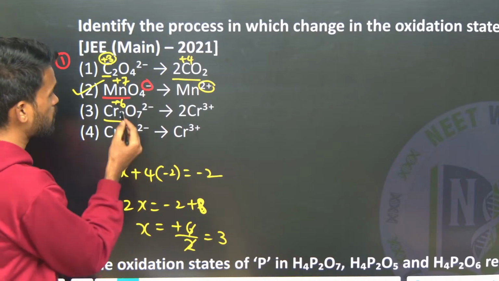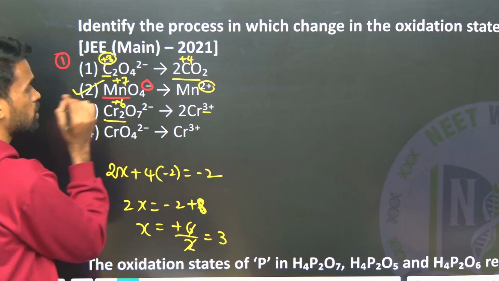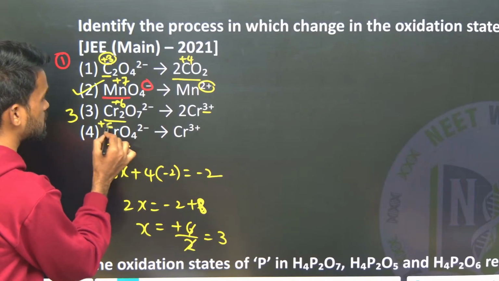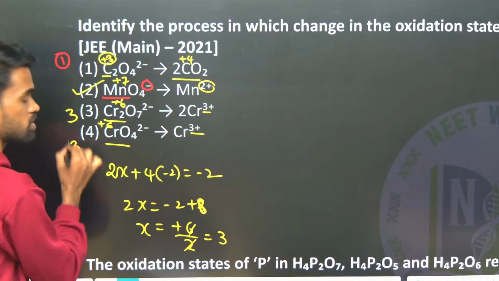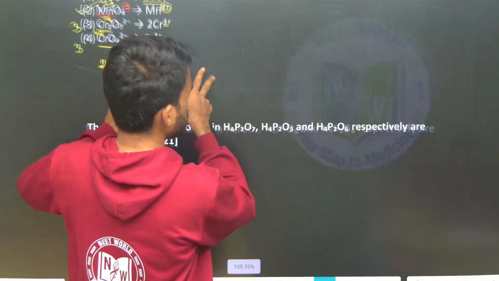Try to remember them. So +6 is converting into +3. What is the change? Only 3. So only the second option is perfect for this. Next, what about the change here? It is also +6 converting into +3. Here also the change will be 3. So only the second option. Next, what about this?